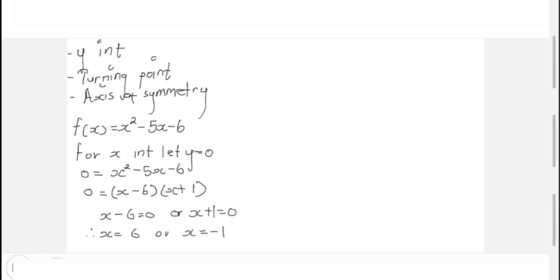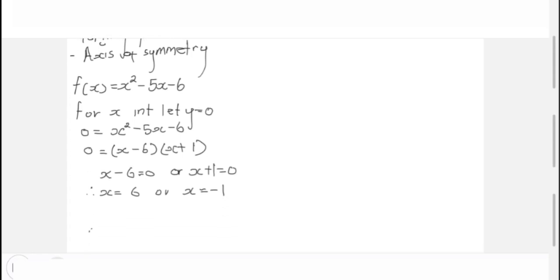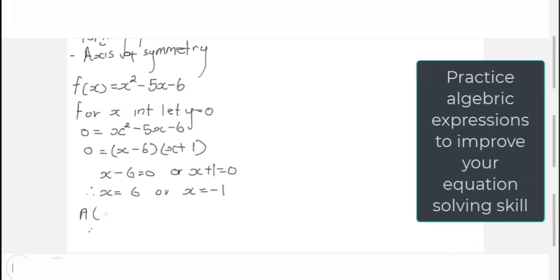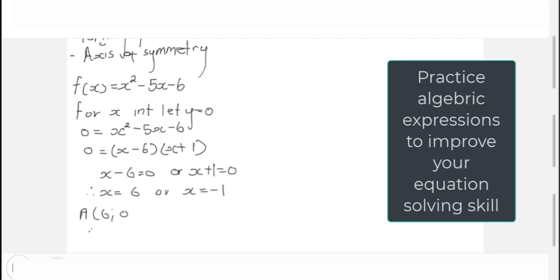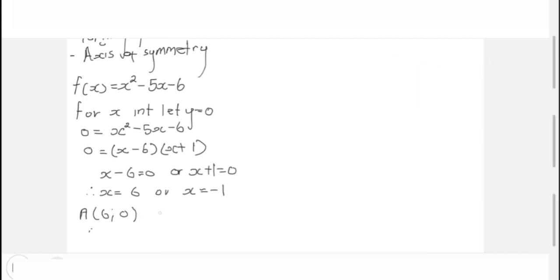Let's name these x-intercepts, because it will be very useful to note them out. The first one will be A; we'll call A the one with 6. It's (6, 0). The other one will be B. B will be (-1, 0). And then we're going to go for the y-intercept.